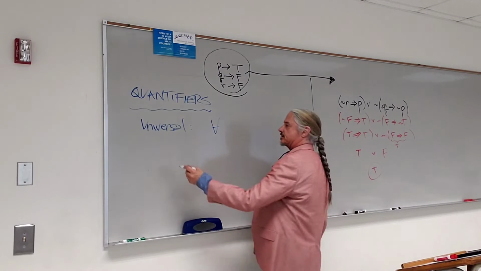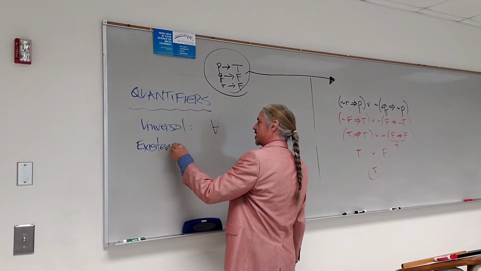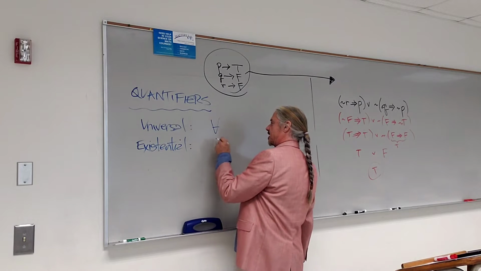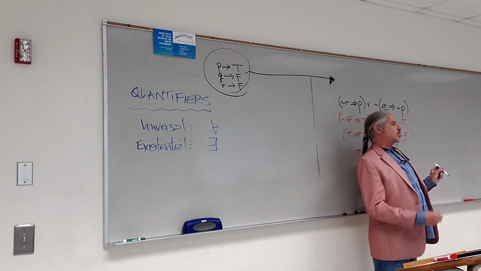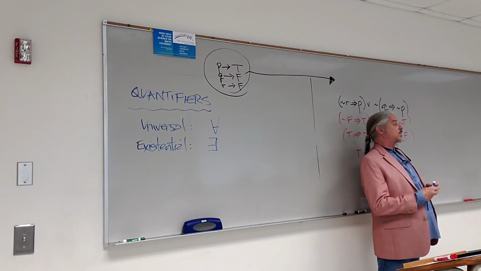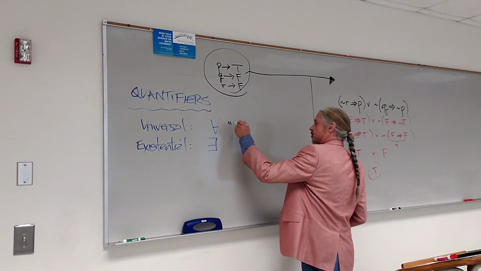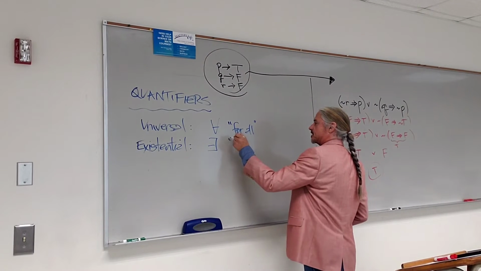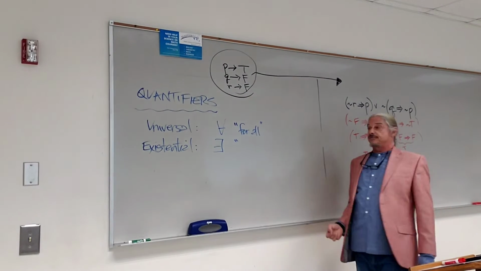And the other one is called the existential. Try to print neatly. Existential, and it looks like a backwards E. The universal quantifier is an upside down A. What is it? For all. For all. So if you have room, squeeze that in. And what is the backward E, or the existential? For some.